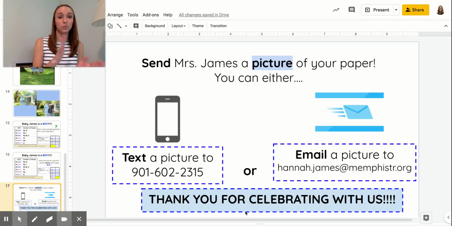So you have your wonderful math work that you just filled out all on your paper. I would love for you to please send me a picture of your paper. You can either text a picture to this number. This is my cell phone number. If you have a phone, or you can ask a parent if you can use their phone to text Mrs. James, or you can email a picture. This is my email address. Or if you are in Mrs. Shadow's homeroom or Miss Warner or my homeroom, you can send a picture to us on Class Dojo.